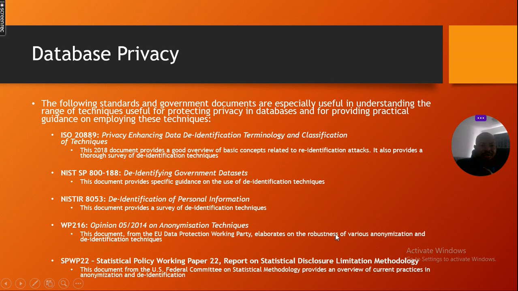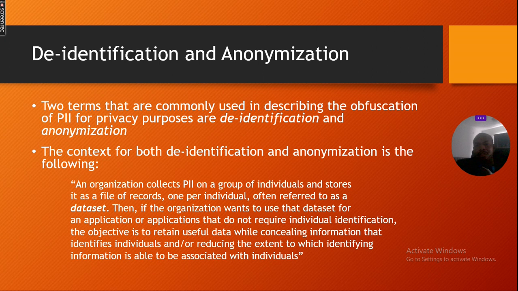Okay, another publication is the SPW22, which is Statistical Policy Working Paper 22, Report on Statistical Disclosure Limitation Methodology. This is a document from the U.S. Federal Committee on Statistical Methodology, and it provides an overview of current practices in anonymization and de-identification. It's just showing the correct practice that already exists for anonymization and de-identification.